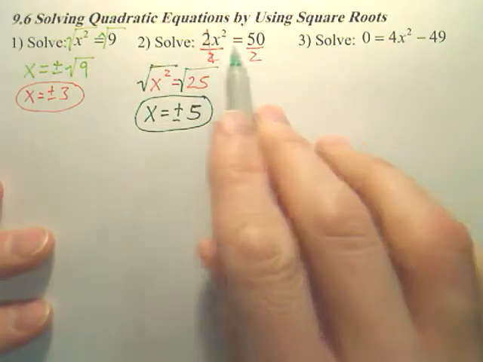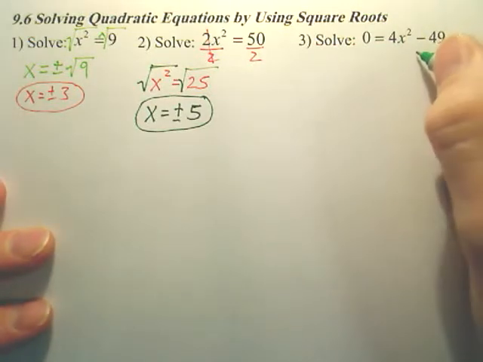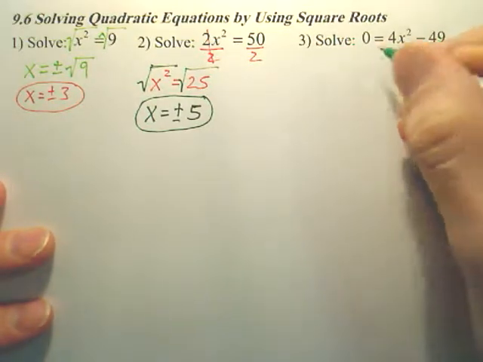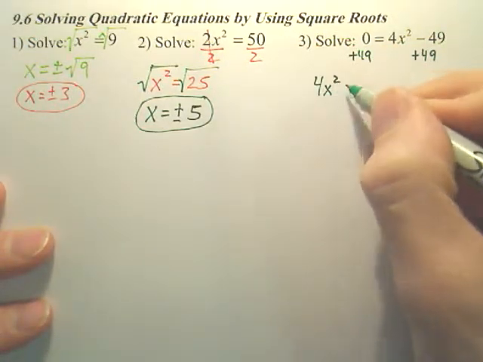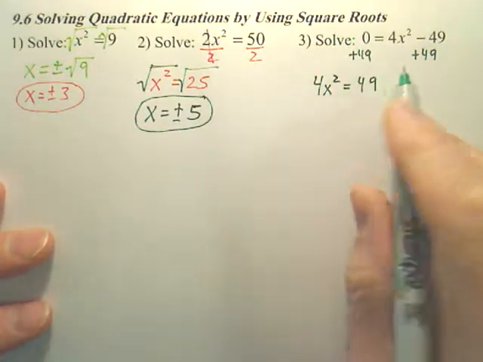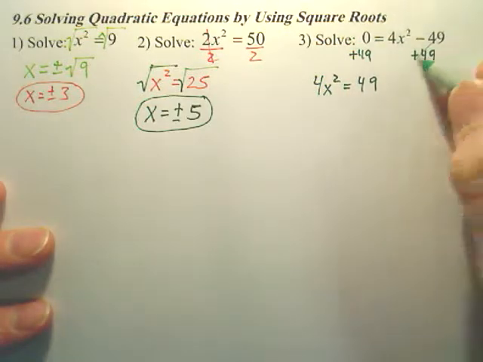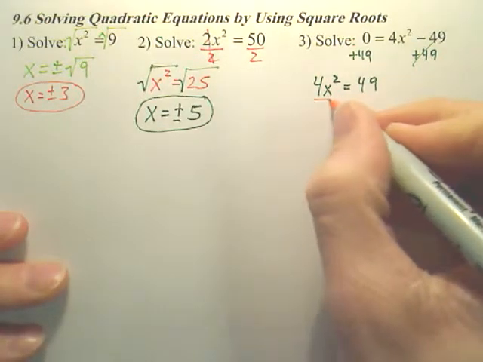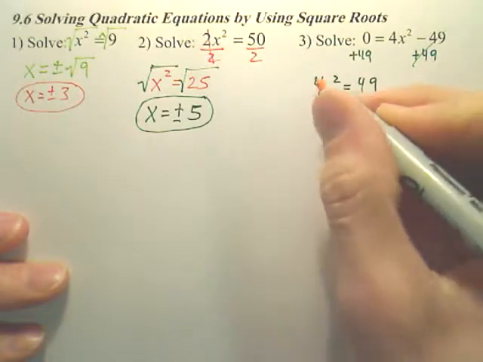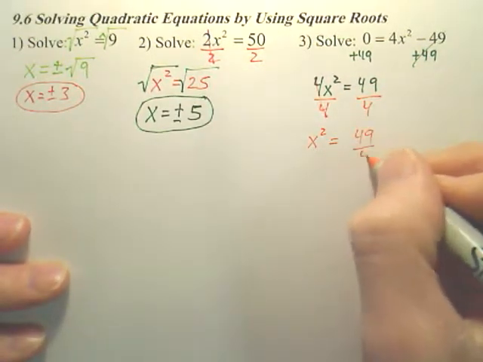Number 3, I need it to be so the x squared's on one side and the numbers on the other. So what I'm going to do is add the 49 over, and I now have 4x squared equals 49. Now I kind of flipped it. It's okay. I just wanted the x squared on the left side. So I moved it over. That's gone. And then I kind of flipped the equation so it's easier to see. Again, I got to get rid of that 4 before I square root. So divide the 4 off. So I have x squared equals 49 over 4.